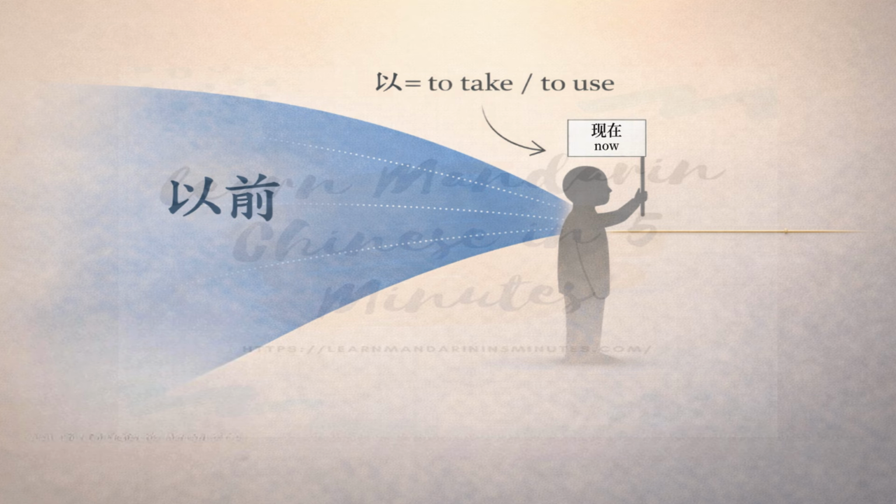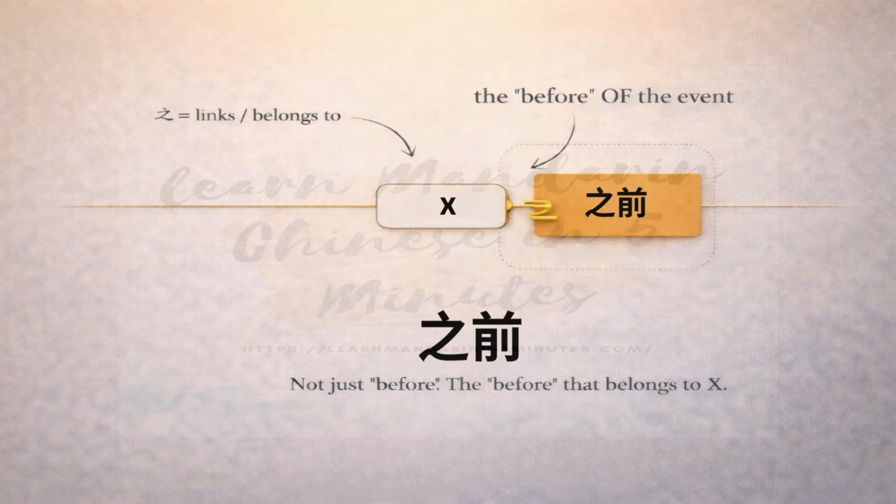It's panoramic. You can even say 以前 alone to mean in the past because you're simply taking now as your implied viewpoint. 之前, on the other hand, uses our footprint 之. And remember, 之's job is to link things. It creates an of relationship. So X 之前 literally means the before of X. Not just before floating in the air, but the part of time that belongs to X.